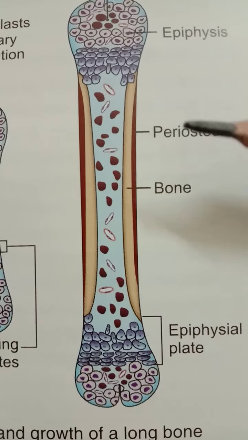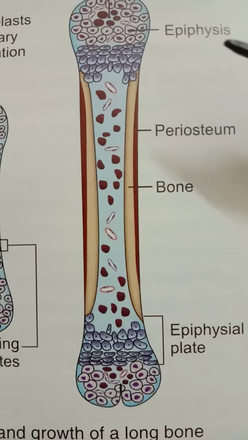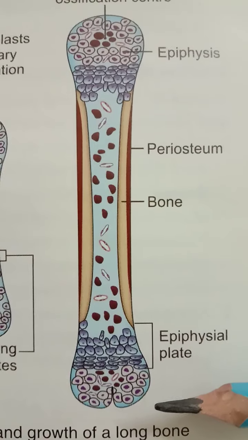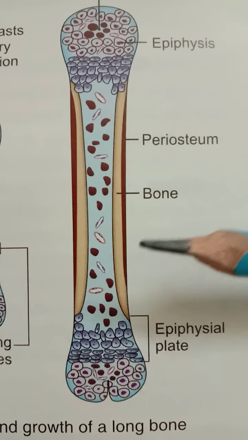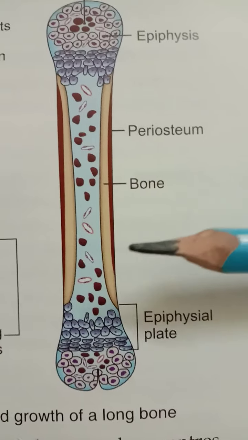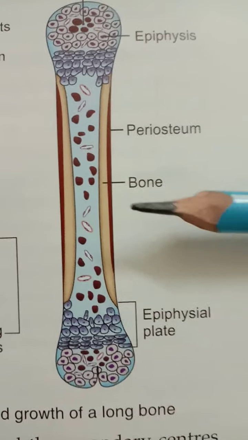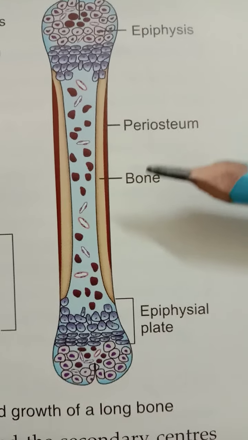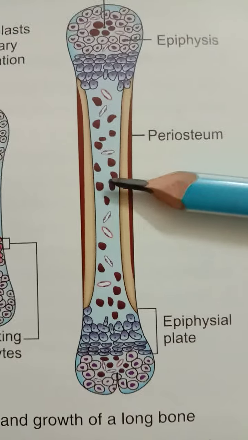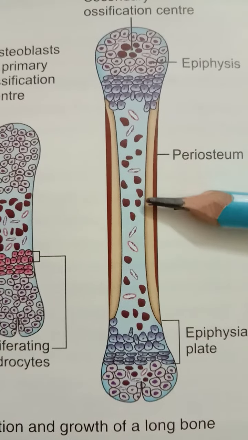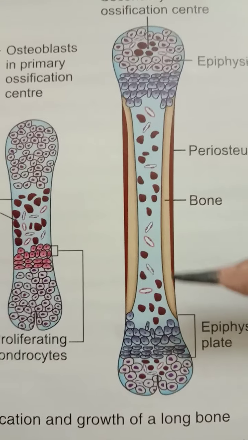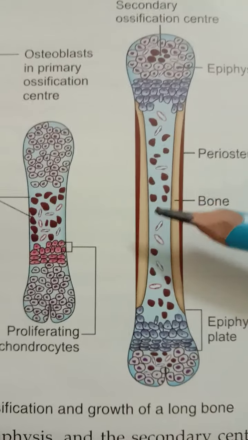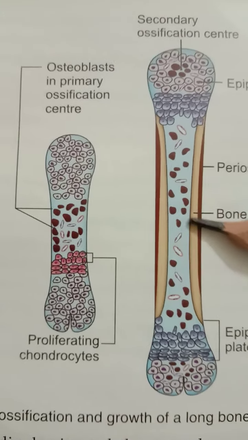Then the ossification takes place by the centers of ossification, that is the primary center of ossification and the secondary center of ossification, each of which is the point where the osteoblasts lay down the lamellar bone. Then the center of ossification may be primary and secondary. So the primary center appears before birth, usually during the 8th week of intrauterine life, and it occurs in the center of the bone here.